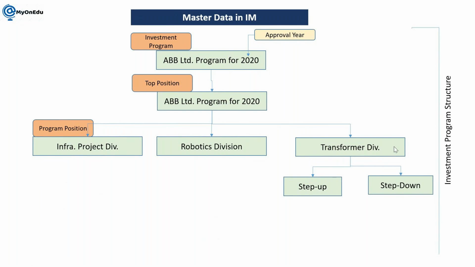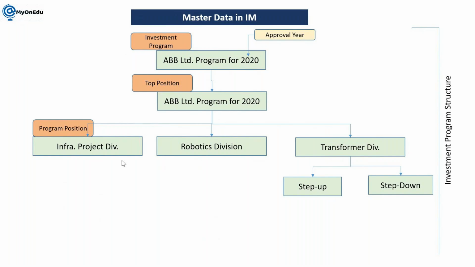So this complete structure is called the investment program structure, which has the program definition, the program top position, and then further levels of positions. Here we can create multiple levels of positions, which will be used to manage our further transactions within the organization for this program.